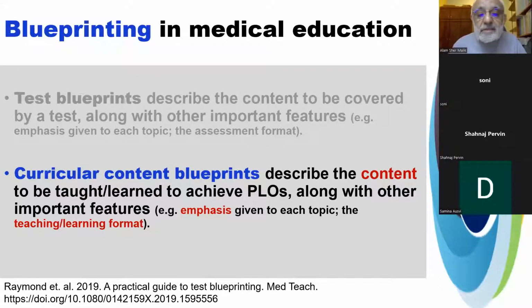The idea is that the emphasis which we calculate for assessment is based on the relevance, the impact and the frequency. Can we apply the same concept to decide the curricular content? That is the whole idea behind this.